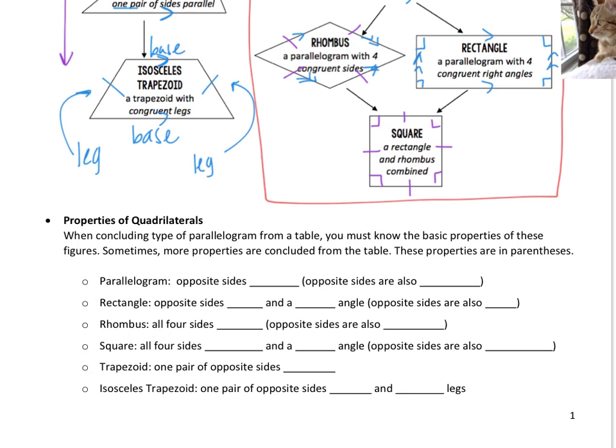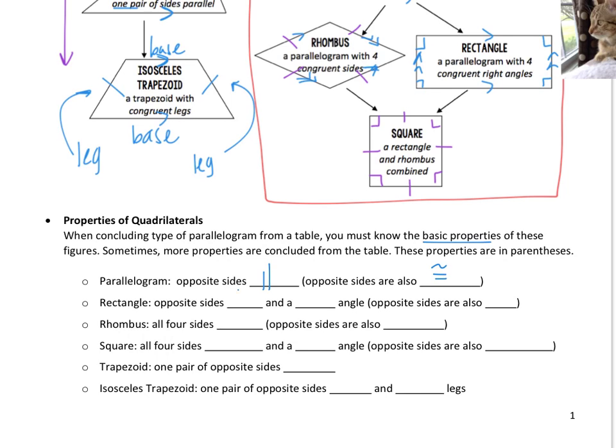Okay. When concluding type of parallelogram from a table, you must know the basic properties of these figures. Sometimes more properties can be concluded from the table. These are the properties that we'll see in parentheses. So the basic properties are outside the parentheses, and then additional properties are inside the parentheses. So for example, in a parallelogram, the basic property is that opposite sides are parallel. You might also find, though, that opposite sides are congruent.